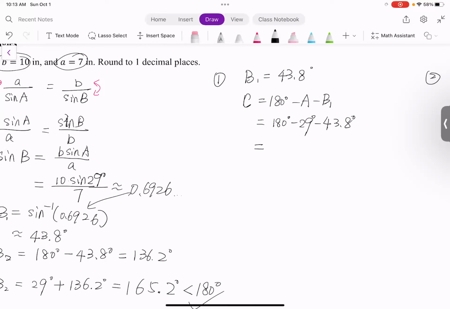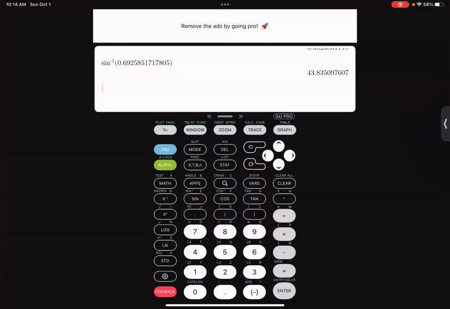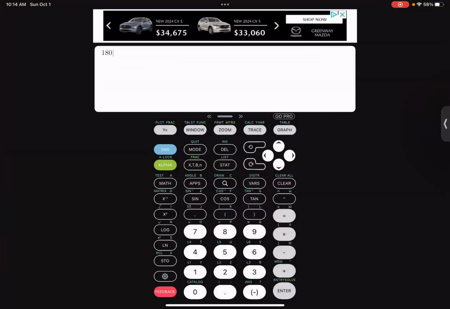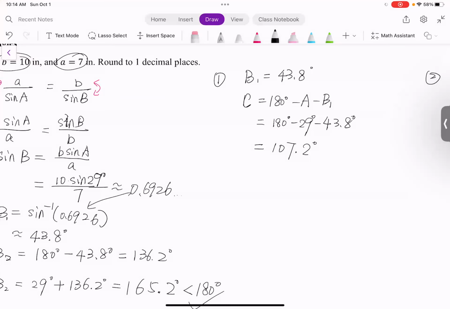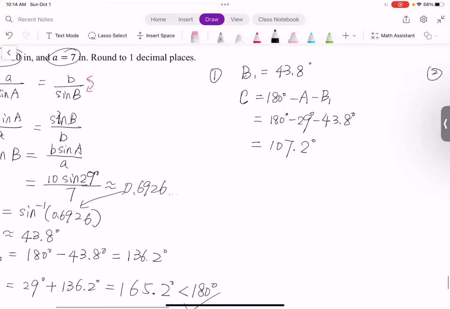So you can use your calculator. And then I got 107.2 degrees. You can also use your calculator to prove that: 180 minus 29 and then minus 43.8, yes, is 107.2. So another missing piece of information is the side c.